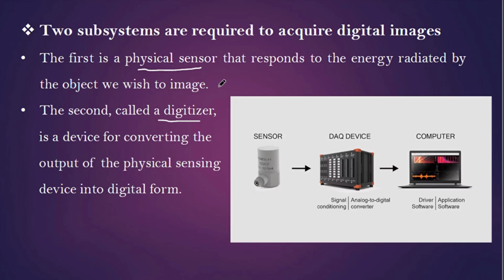See, whenever a light is focused on the image, it gives reflection. That reflected light is collected by the physical sensor, and then that signal is given to the digitizer, which is a device for converting the output of the physical sensing device into digital form. Okay, so in this way you can acquire the image.